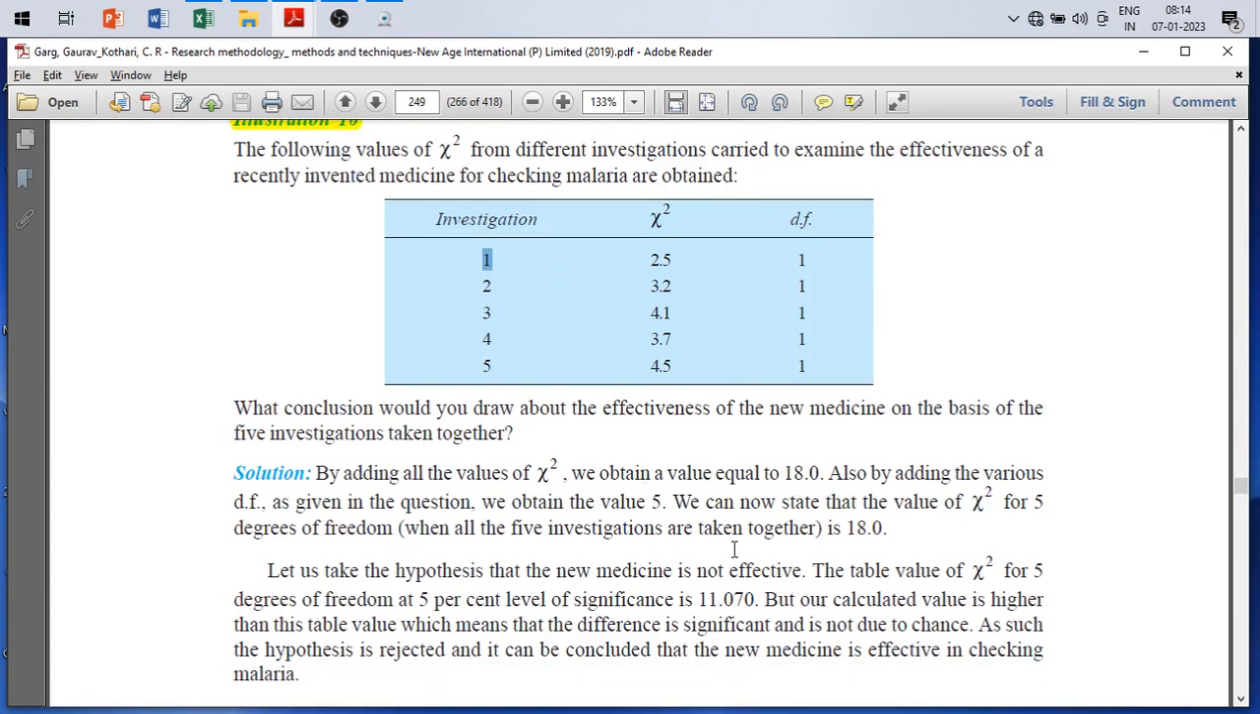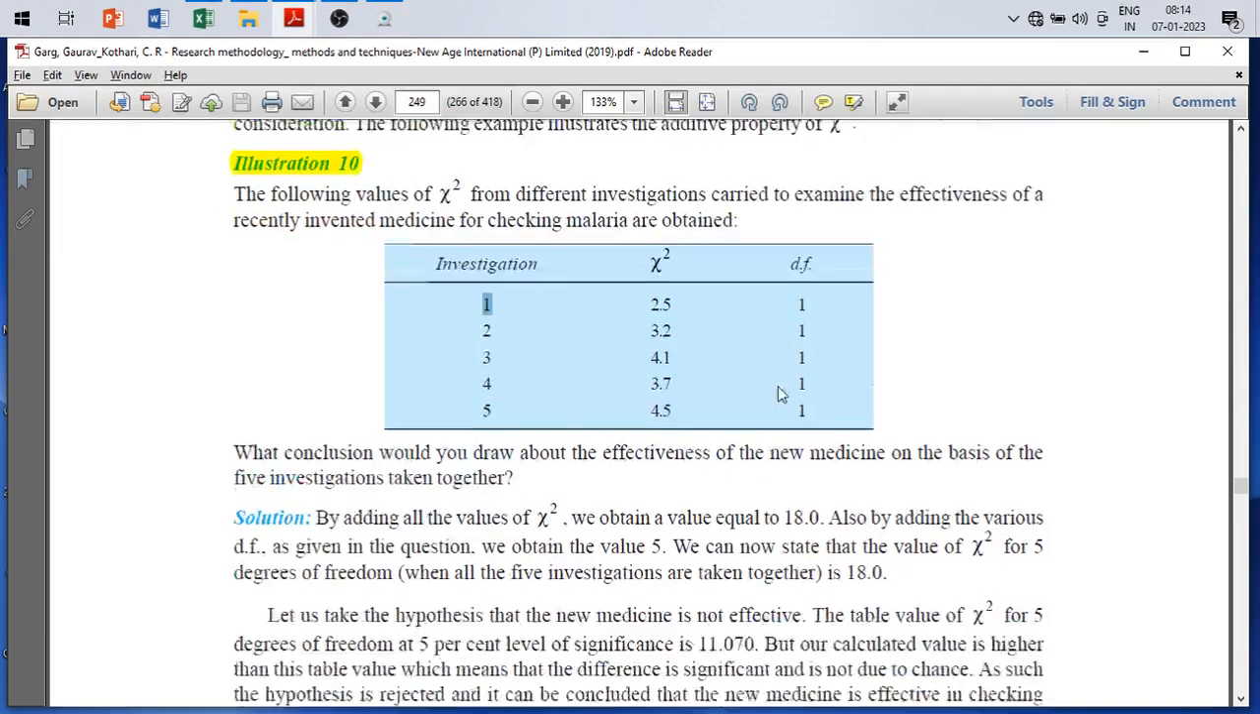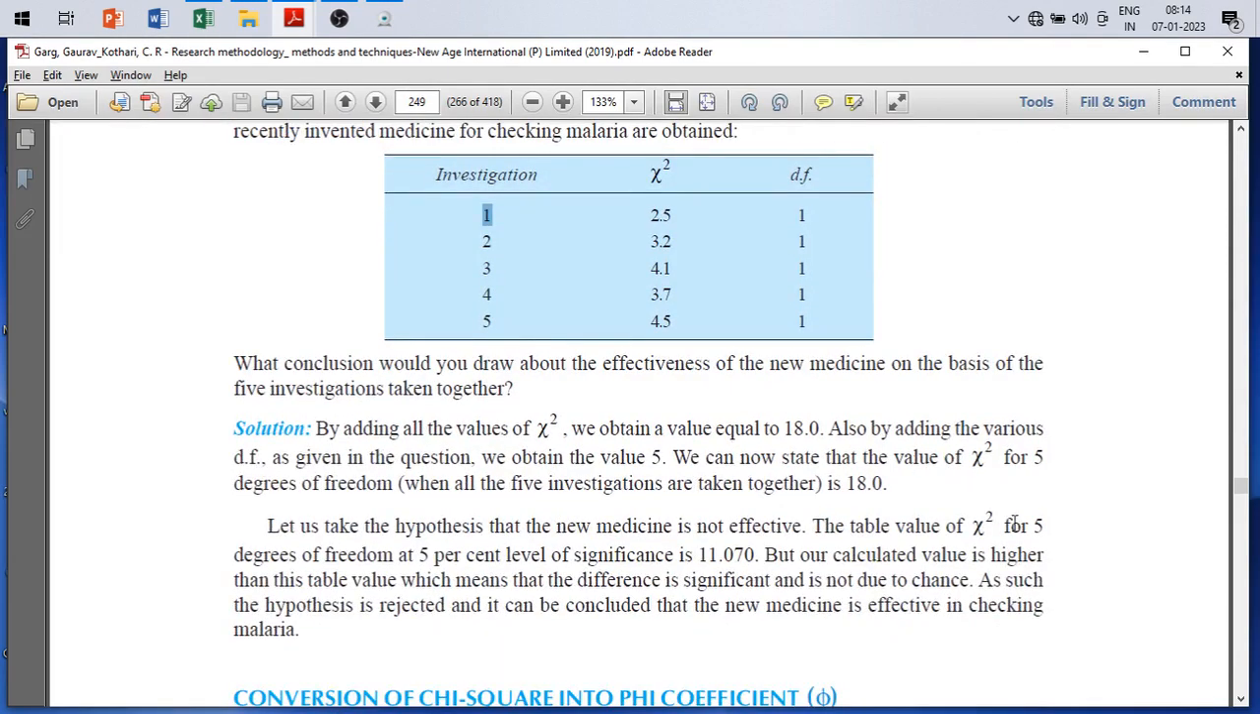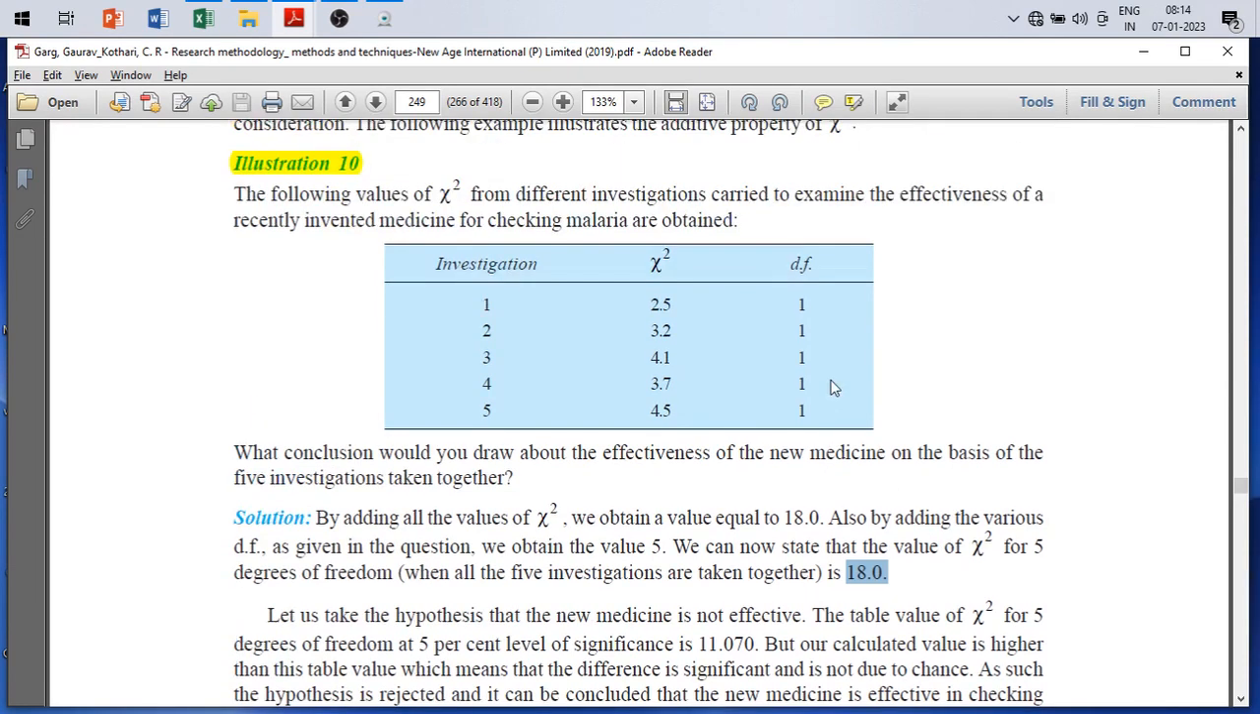Okay, now if the degree of freedom is 5 and let us say the significance level is 5%, then the critical chi-square value from the table is 11.07. Okay, but our statistic is 18, which falls in the rejection region. So we reject the null hypothesis. Null hypothesis was basically that the new medicine is not effective. Okay, so the conclusion will be that the medicine is effective. Okay, so that is how the additive property of chi-square is useful.